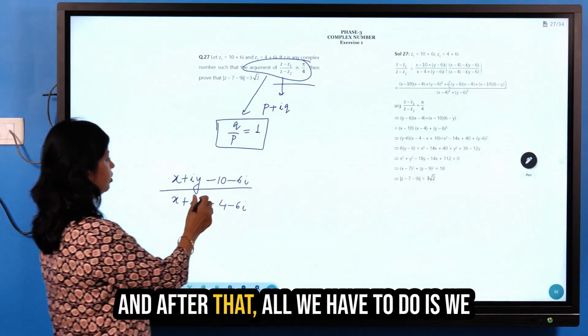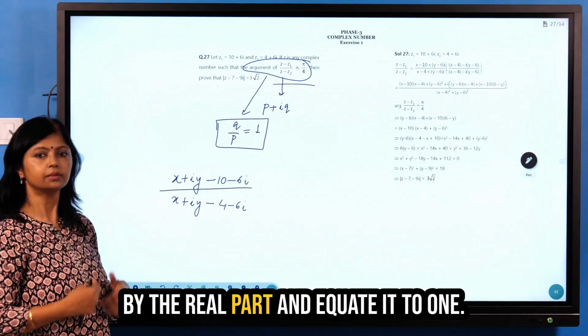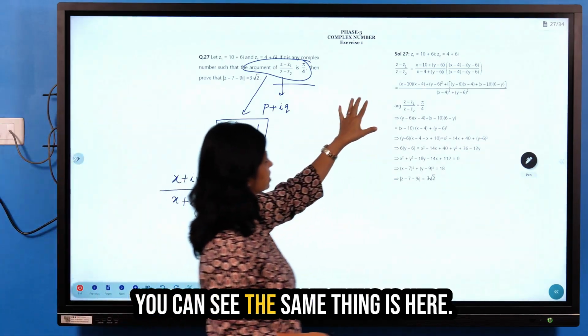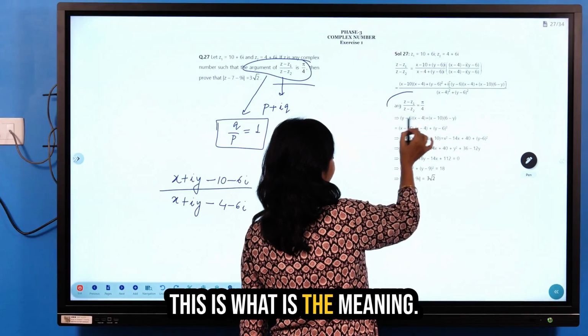And after that, all we have to do is find the imaginary part divided by the real part and equate it to 1. So I will leave that for you. You can see the same thing is here. So once you get this, then this is what it means.